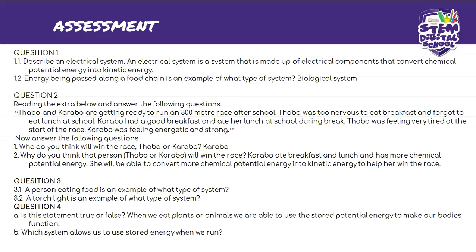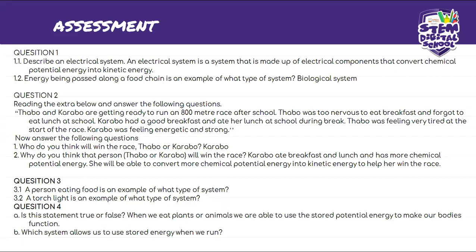Okay, so let's look at our answers again. Describe an electrical system. So we're saying an electrical system is a system that is made up of electrical components that convert chemical potential energy into kinetic energy. So point two is a biological system. Energy being passed along a food chain. So when we are eating food, that is an example of a biological system.